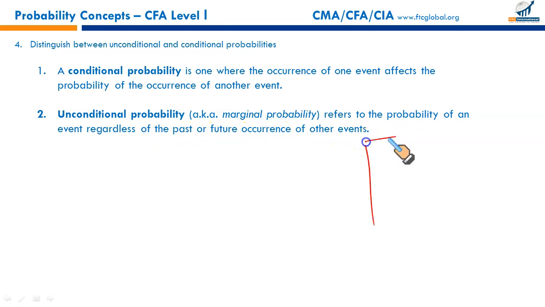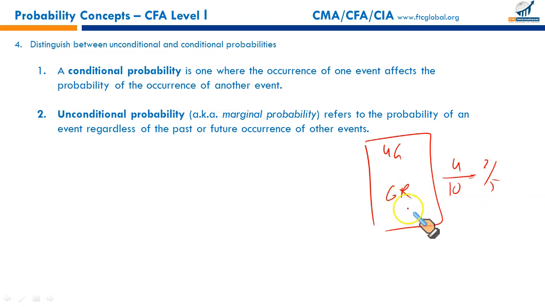For example, taking this simple example, we have 4 green balls and 6 red balls. Drawing a green ball out of the total bag is 4 out of 10, that is simply 2 by 5. If I replace the ball again, and then calculate the probability of drawing a red ball, it's 6 upon 10. So this probability is not dependent upon what the previous probability was, because the ball was replaced. It's an unconditional probability.